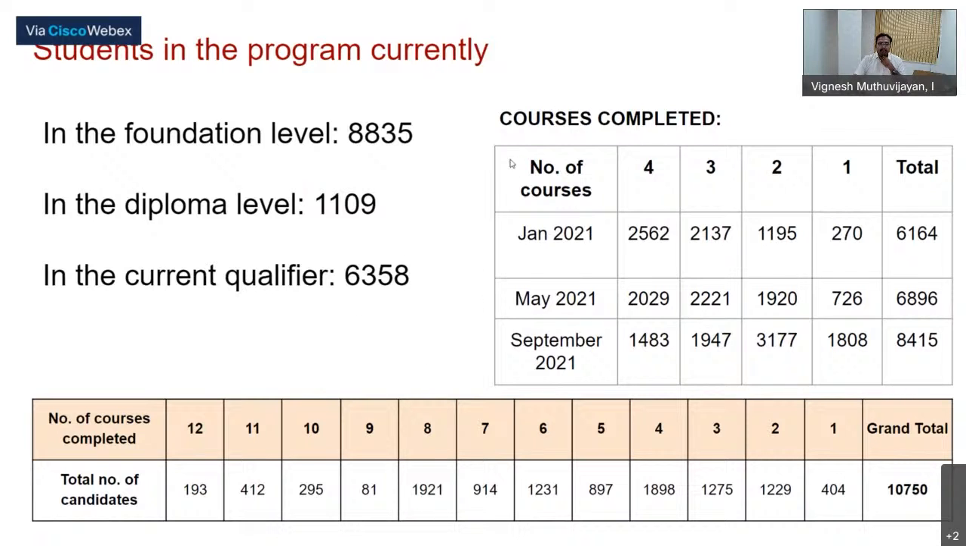And different terms have happened. Till now, three terms have been completed. So different students have completed four, three, two, or one courses, and the details are given here for your information. So almost 10,750 students have done different numbers of courses and gone through the program.